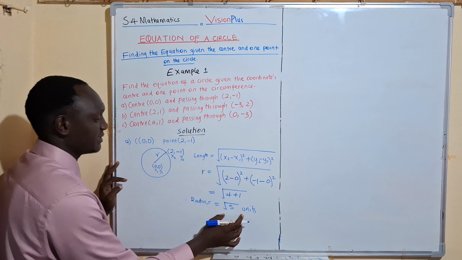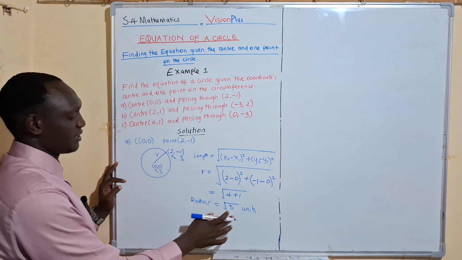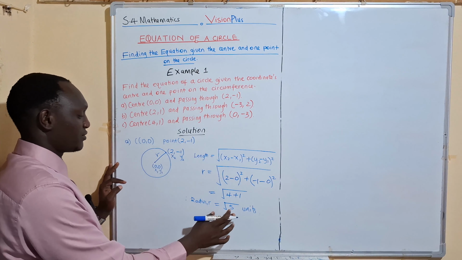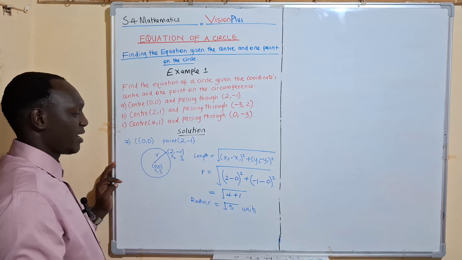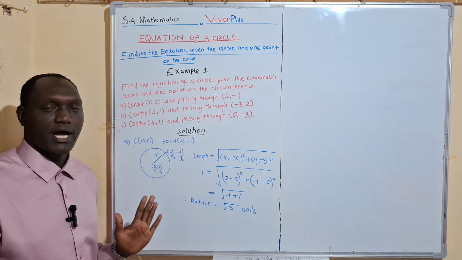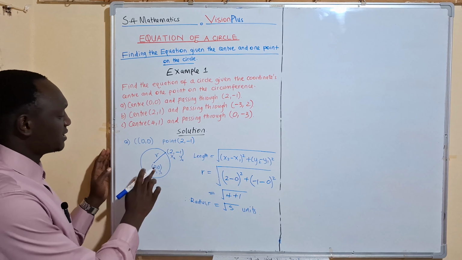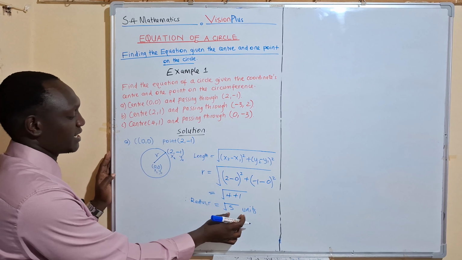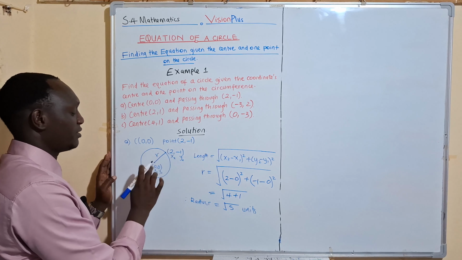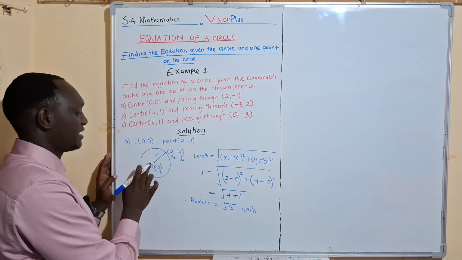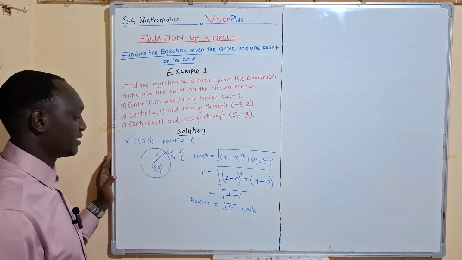That is how you find the radius. So after getting the radius, now you can write the equation of the circle, and you know that we need the center, which is 0, 0, and the radius of the circle, which is the length between the two given points. That is the center and the point on the circumference.